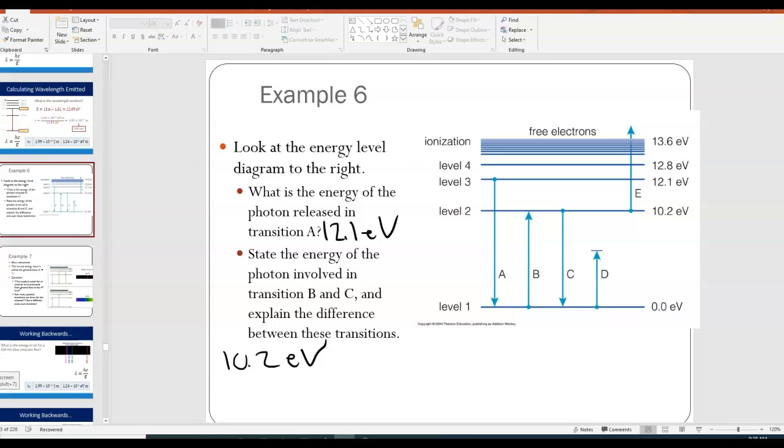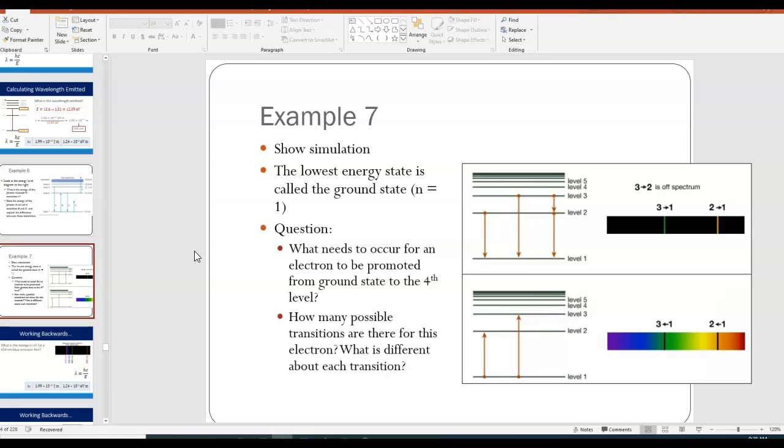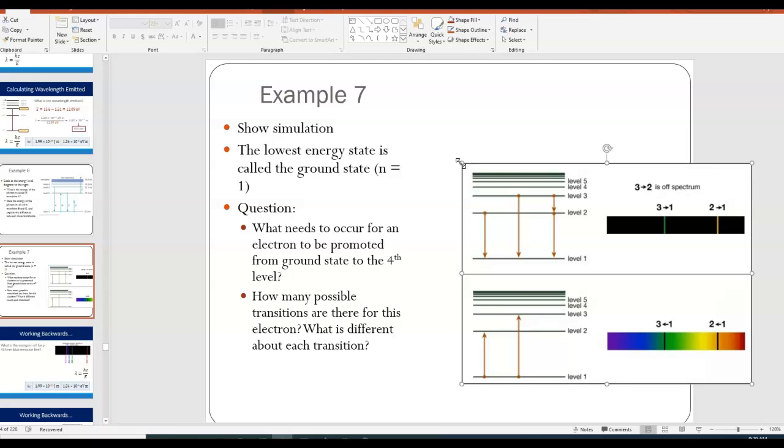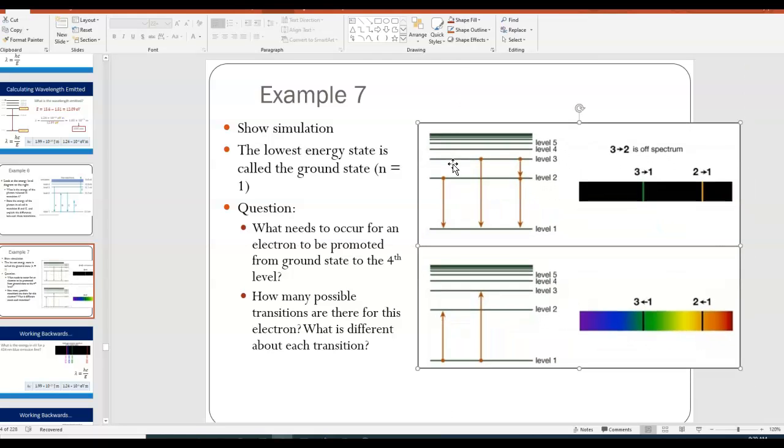Okay, and one more example, I think. I'm going to erase that. Let's see. I think we've already done problems like this. We talked about the lowest state being ground state, n equals 1. Question: what needs to occur for an electron to be promoted from ground state to the fourth energy level? Of course, it has to absorb a photon with a certain amount of energy.